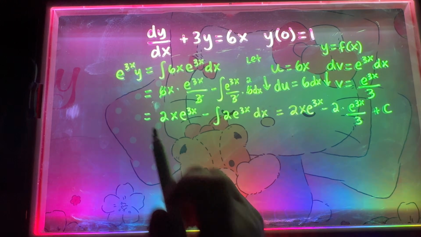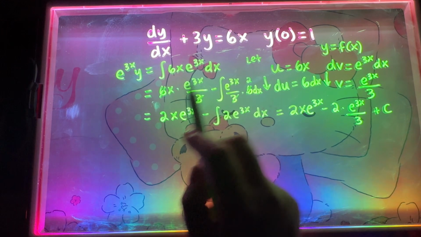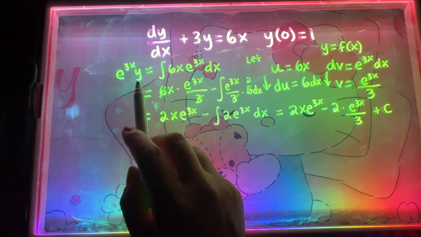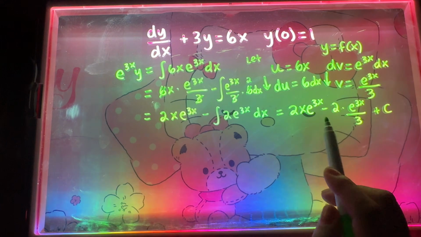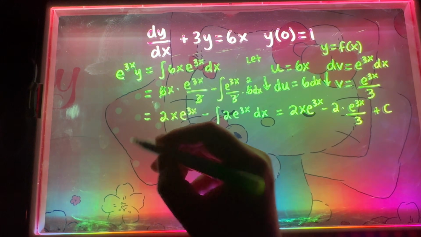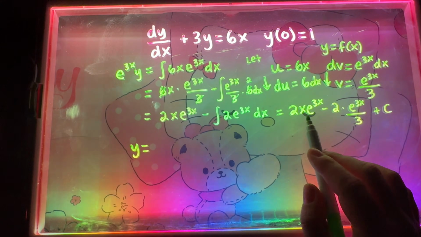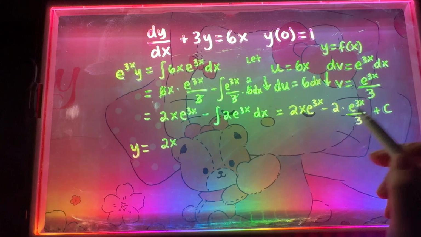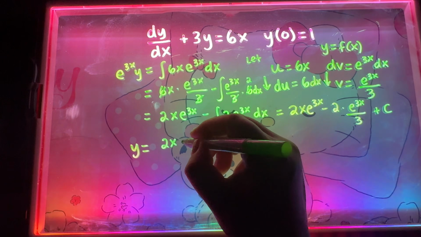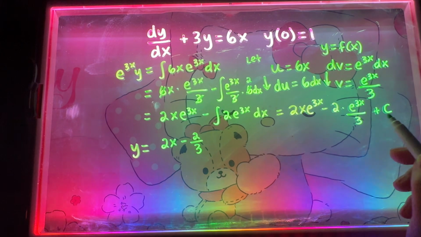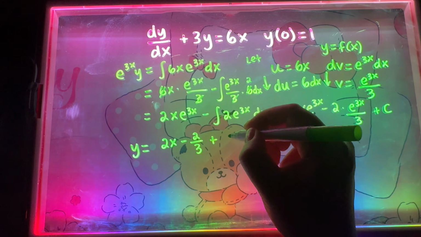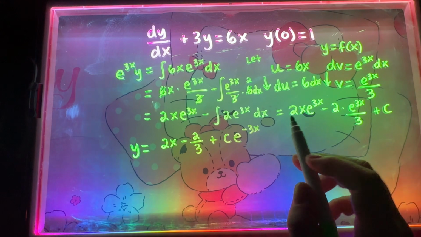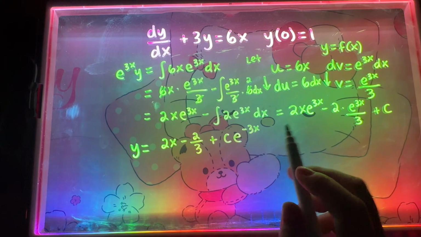So what just happened? Well, we did this integral, so this is actually just regular calculus review. And so now we can divide by e to the 3x through this and get our y. So y is going to equal 2x. So the e to the 3x terms cancel, minus 2/3. And then plus c, and I'm going to just go ahead and write it as c e to the negative 3x, right? Or you can do c over e to the 3x.